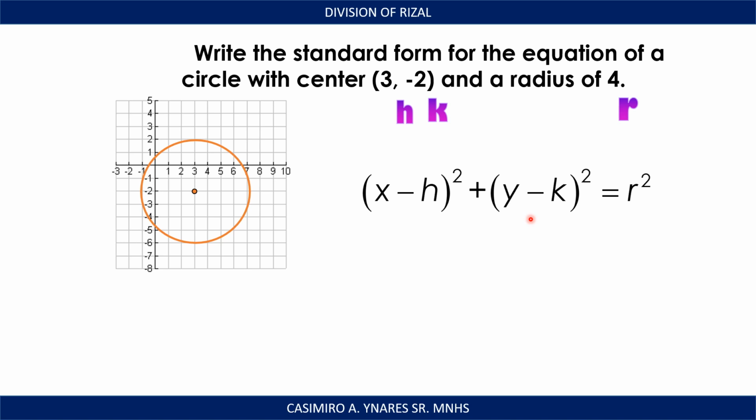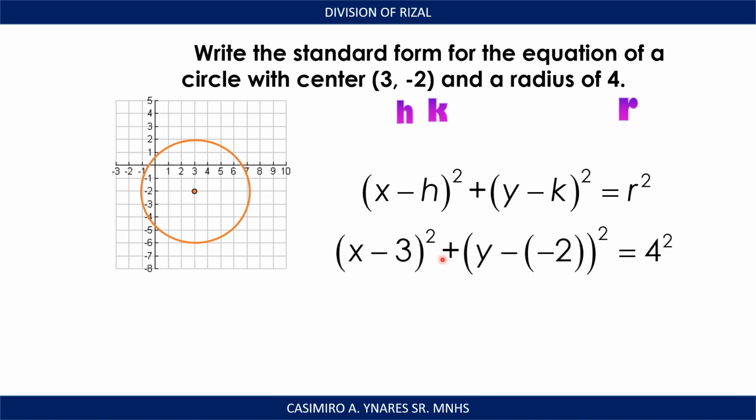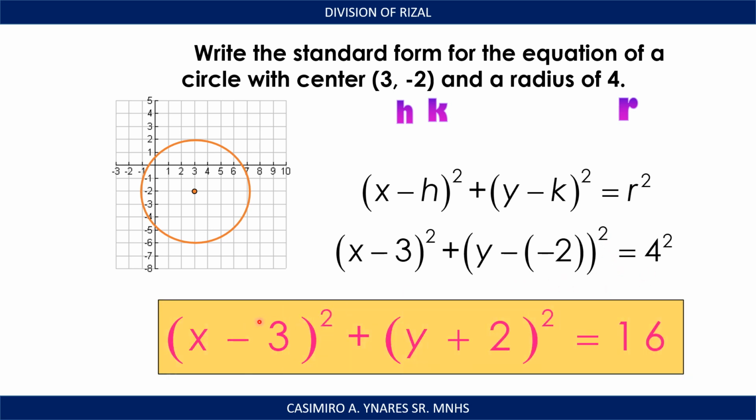Okay, substitute lang natin. So we have, h natin ay 3. So we have (x minus 3) squared plus, ang k natin ay negative 2, kaya (y minus negative 2) squared is equal to 4 squared. So we have the final answer, (x minus 3) squared plus (y plus 2) squared.